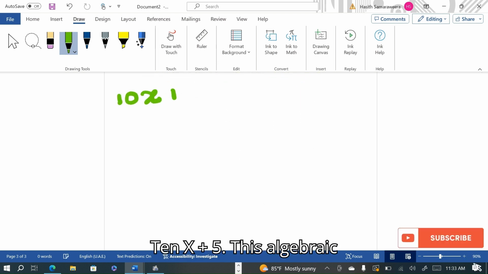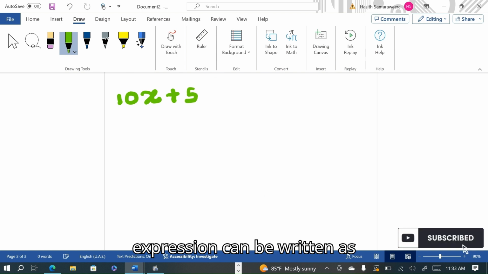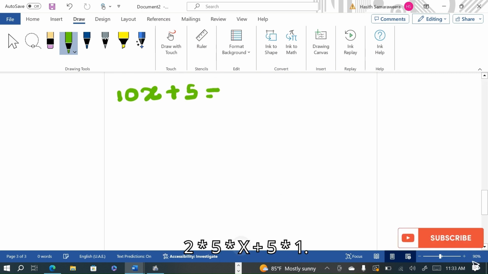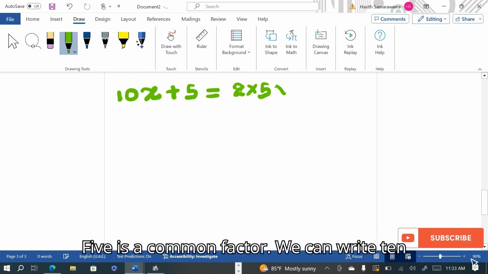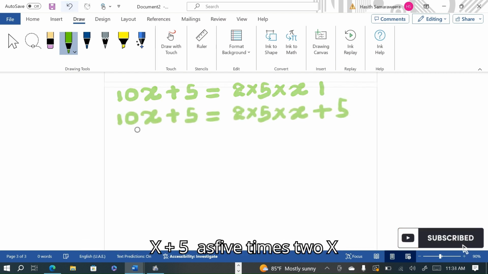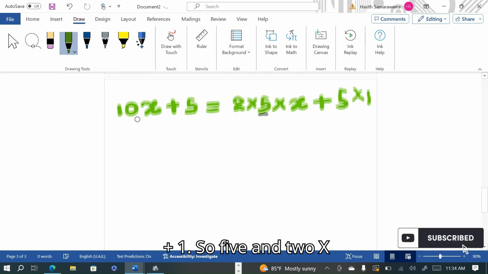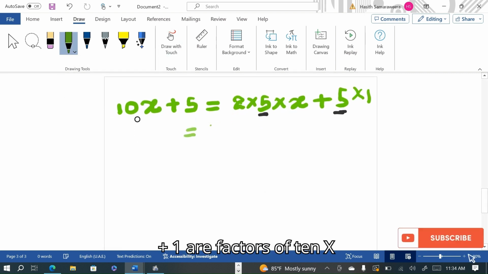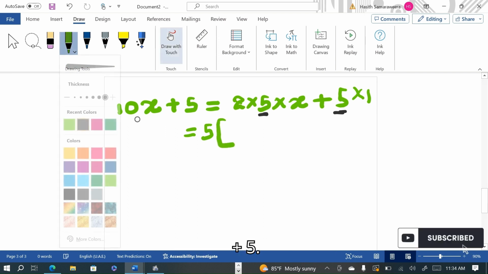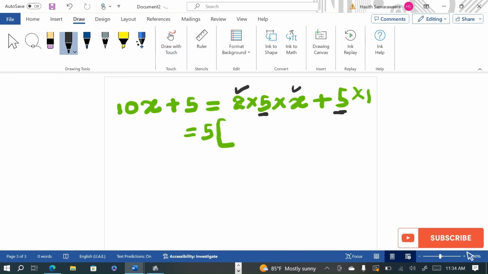10x plus 5. This algebraic expression can be written as 2 times 5 times x plus 5 times 1. 5 is a common factor. We can write 10x plus 5 as 5 times 2x plus 1. So 5 and 2x plus 1 are factors of 10x plus 5.